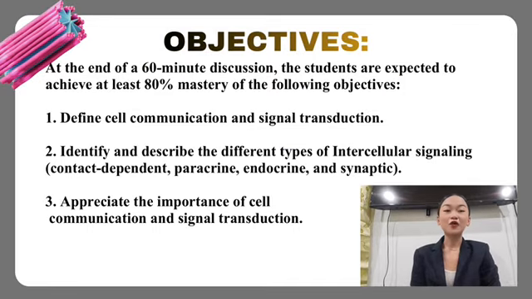Before we proceed, allow me to read the objective first. At the end of a 60-minute discussion, the students are expected to achieve at least 80% mastery of the following objectives. First, define cell communication and signal transduction. Second, identify and describe the different types of intercellular signaling such as contact-dependent, paracrine, endocrine, and synaptic. And lastly, appreciate the importance of cell communication and signal transduction.